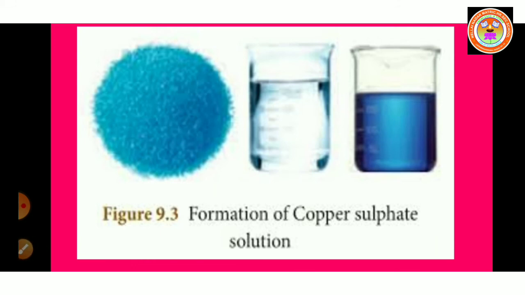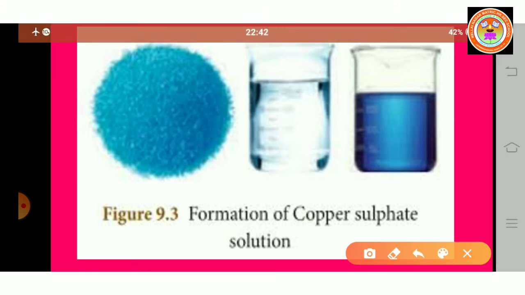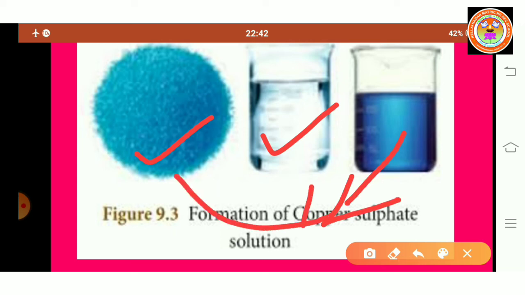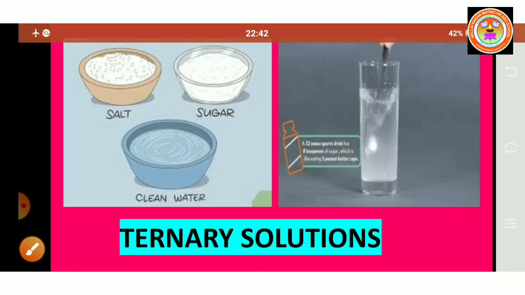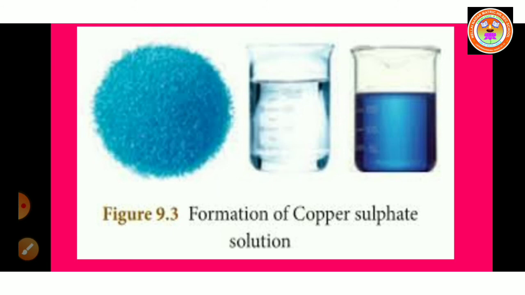Let us see another example. Formation of copper sulfate solution. On adding copper sulfate crystals to water, it dissolves in water, forming a solution of copper sulfate. Here, copper sulfate is one component and water is another component. So, in a copper sulfate solution, there are two components present, copper sulfate salt and water. Here, the solute is copper sulfate and the solvent is water. So, it is a binary solution.